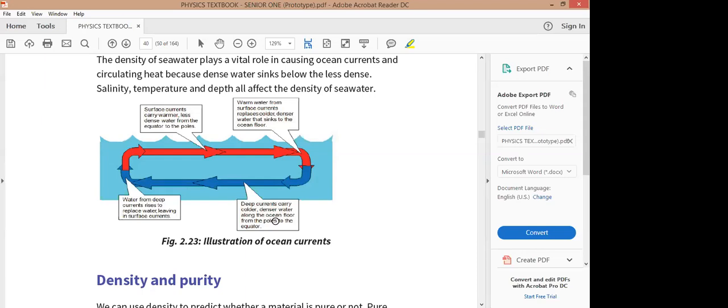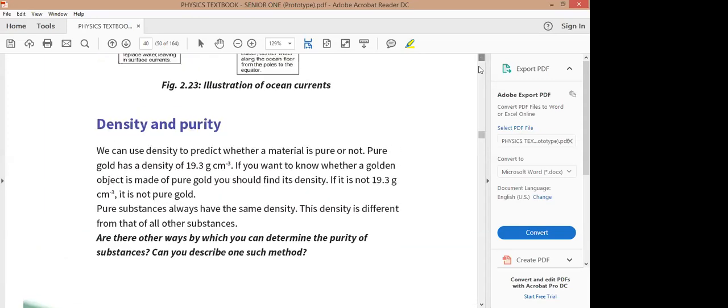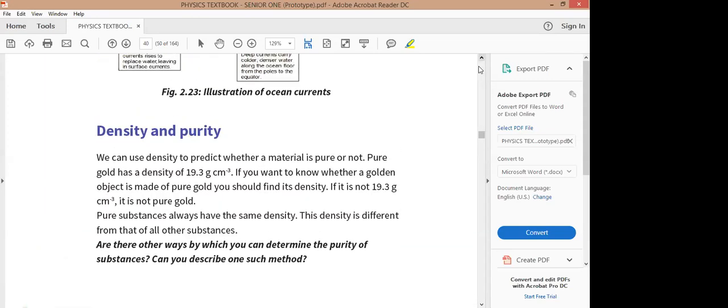It is at a lower level, so it moves towards the equator. But at the surface, warm water is moving from the equator to the poles. So there is a cycle or a circular movement of water, and that is what we call our ocean currents. Is that okay? I hope we are done with that. We shall discuss that in greater detail as more notes are given.